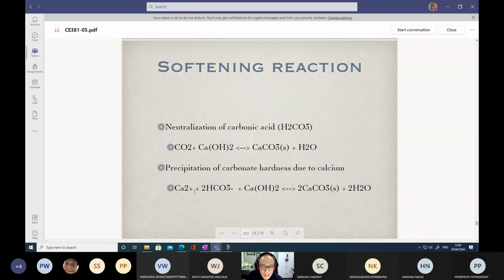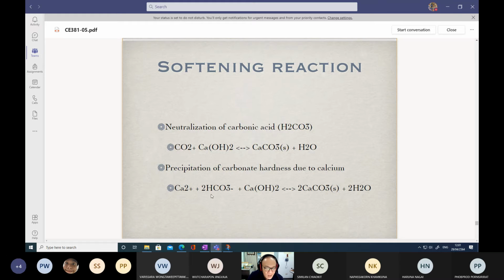And the next is this calcium ion in water. Addition of lime for the precipitation of the calciums in water. So this one, under the presence of the bicarbonate ion, the combination of these two is called the carbonate hardness. Under the presence of this one, calciums, and then addition of lime, these reactions will take place.